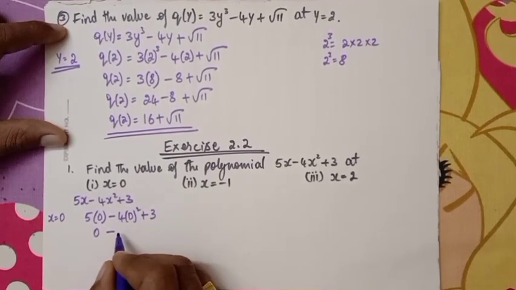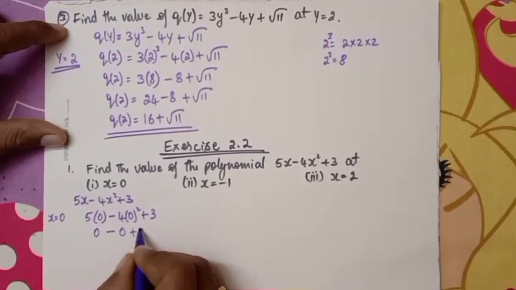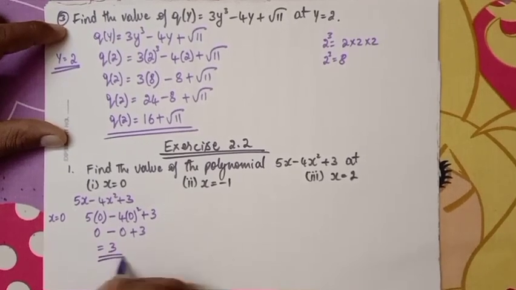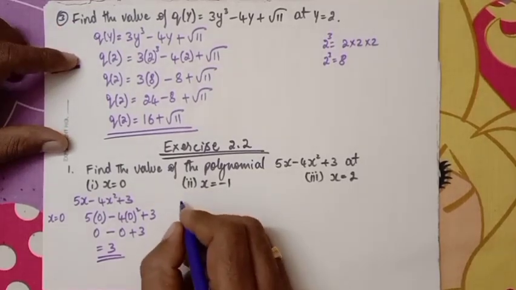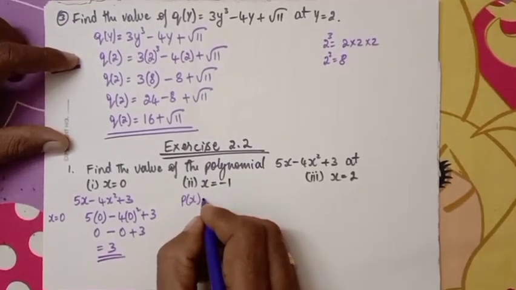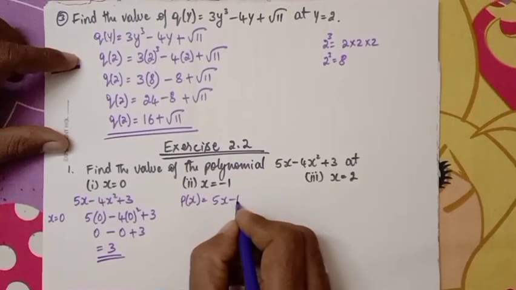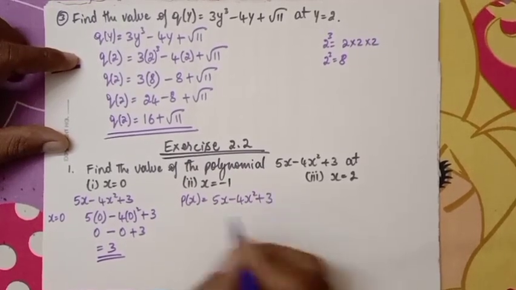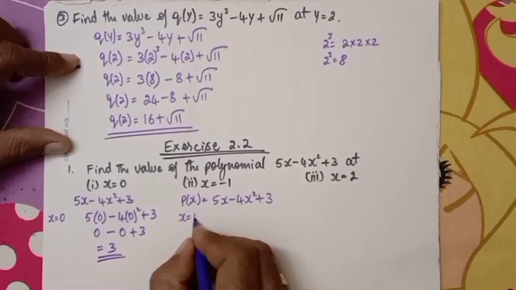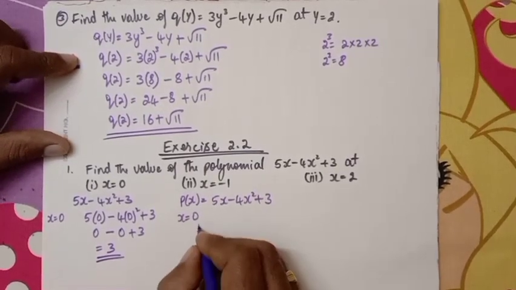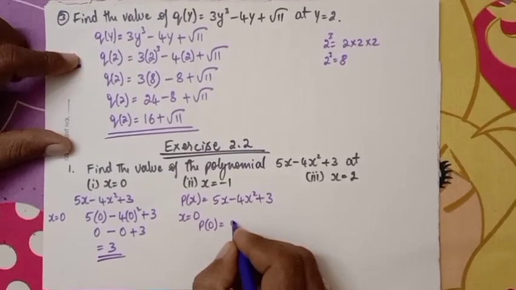0 into 4 is also 0 plus 3. So the answer is 3. Whereas here the polynomial can be written as p of x is equal to 5x minus 4x square plus 3. So as x is equal to 0, p of 0 is equal to 5.